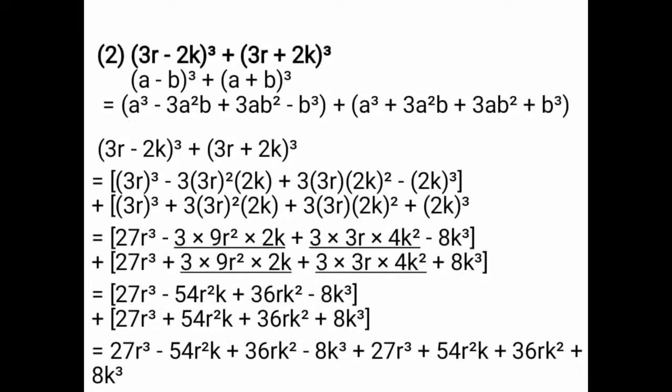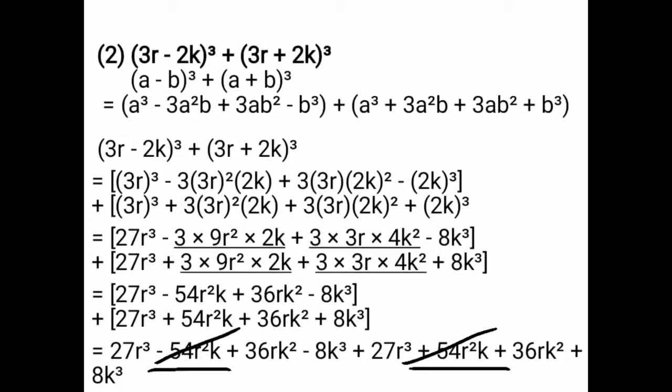Now you have to solve the like terms. You have to add and subtract the like terms. 27 r cube plus 27 r cube. How much is coming? 27 plus 27. Answer is 54 r cube. Minus 54 r square k plus 54 r square k. One minus is there, one plus is there. Plus into minus become minus. 54 minus 54 is getting 0. So minus 54 r square k plus 54 r square k get cancelled.